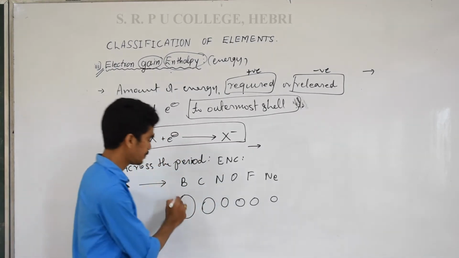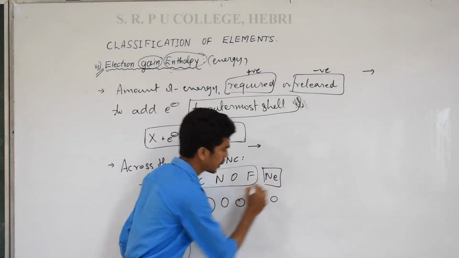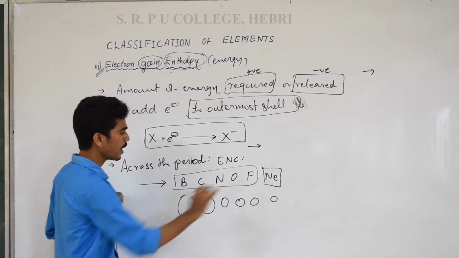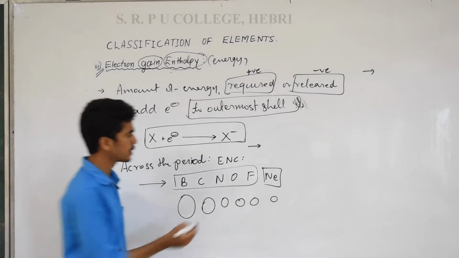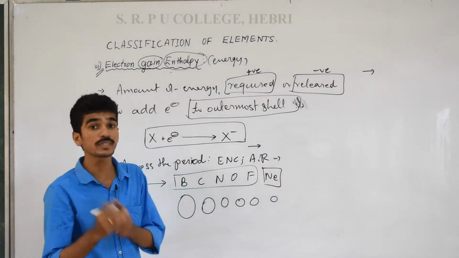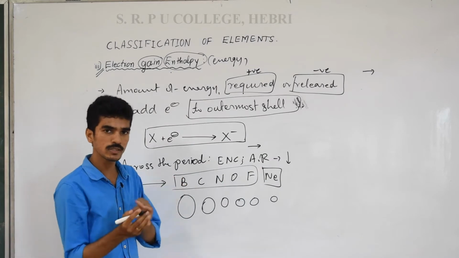Okay, and just observe this only. Okay, I will not take neon. Why? Because I will tell later. Here across the period effective nuclear charge increases, and one more, atomic radius. What about atomic radius? Or in terms of size also decreases. As the effective nuclear charge increases, size decreases.